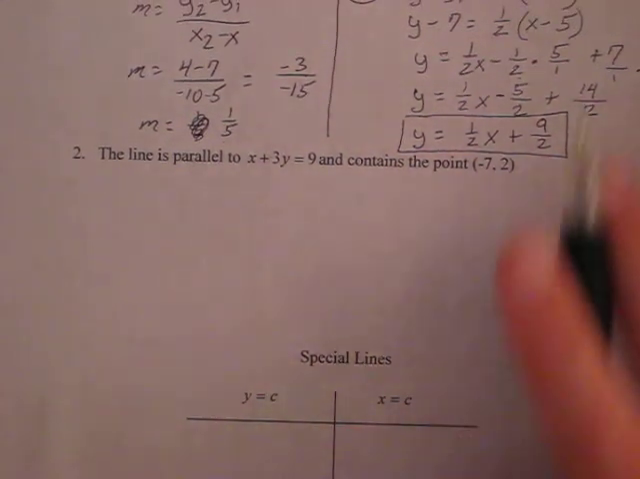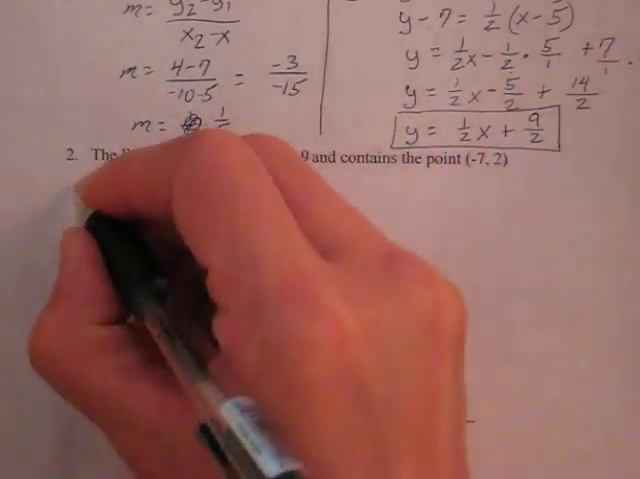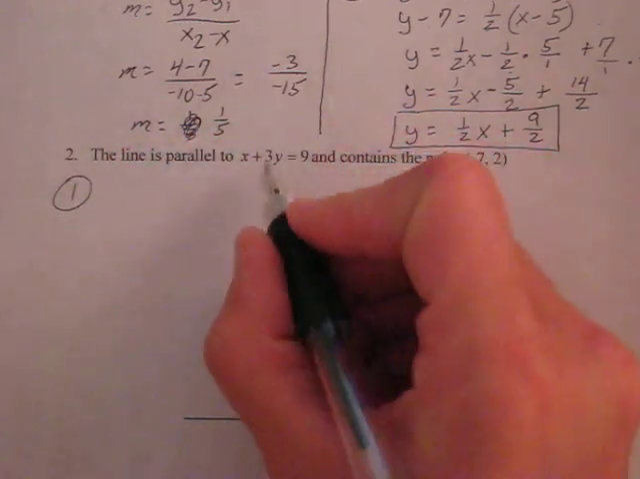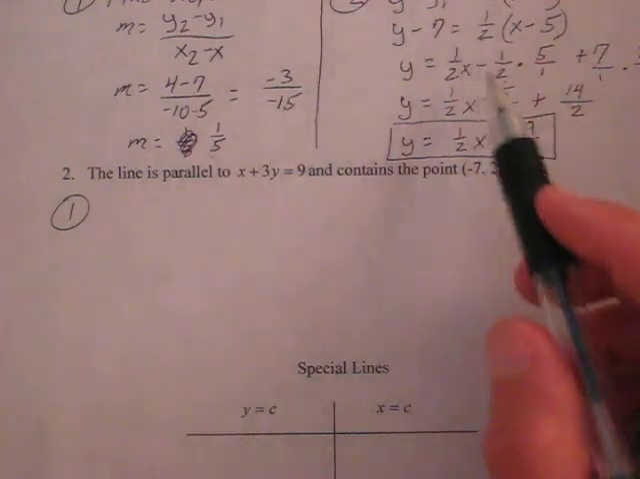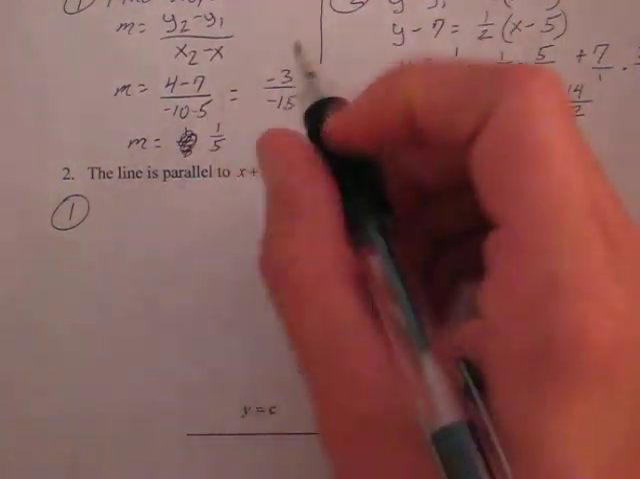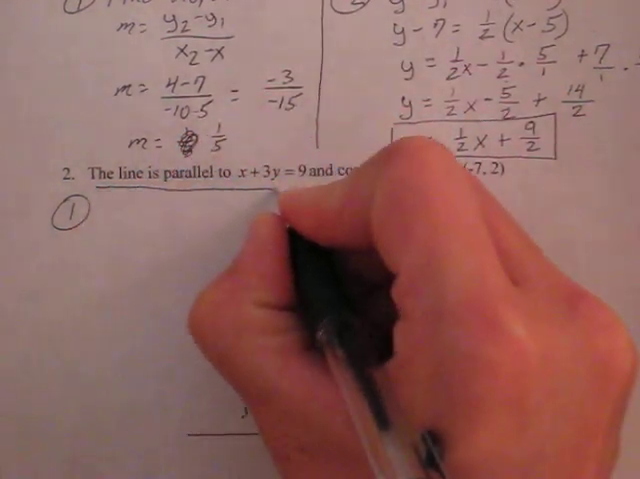Okay, for number 2, you have to find the slope. That's always the first step, okay? Now in the last one, we had 2 points, so we used the slope formula. In this one, we're going to use this information here to find the slope.